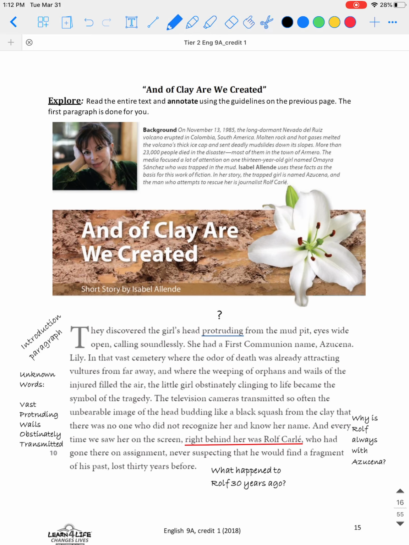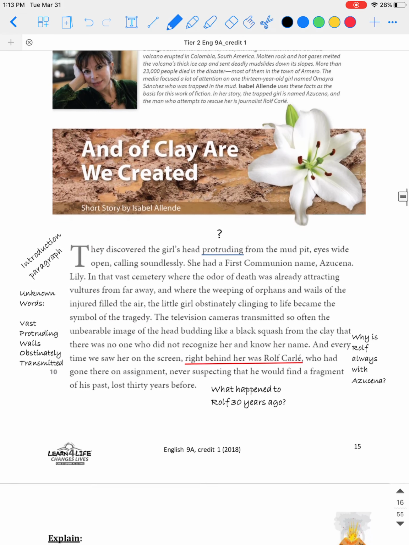So first we're going to read about the author. On November 13th, 1985, the long dormant Nevado del Ruiz volcano erupted in Colombia, South America. Molten rock and hot gases melted the volcano's thick ice cap and sent deadly mudslides down its slopes. More than 23,000 people died in the disaster, most of them in the town of Armero. The media focused a lot of attention on one 13-year-old girl named Amira Sanchez who was trapped in the mud. Isabel Allende used these facts as the basis for this work of fiction. In her story, the trapped girl is named Azucena, and the man who attempts to rescue her is a journalist, Rolf Karl. So, we are going to start the story.